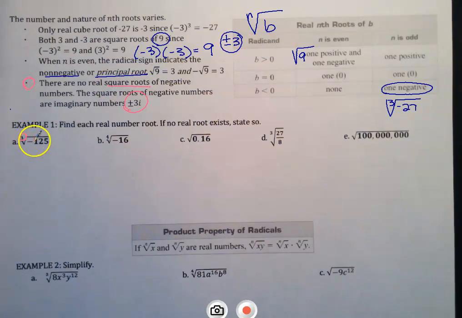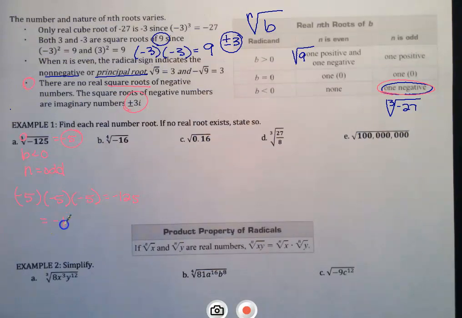So that goes back to, first of all, B. My B here is less than 0, and my N is odd. So I should have one negative answer. It would be -5, because -5 times -5 times -5 equals -125. So the cube root equals -5. That is correct. You guessed correctly.